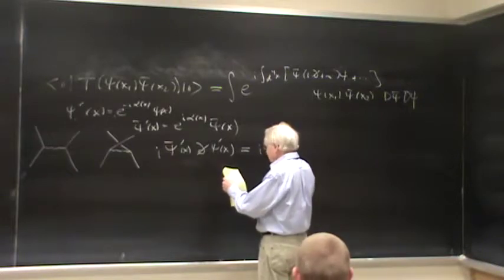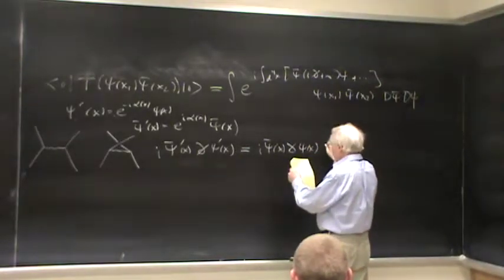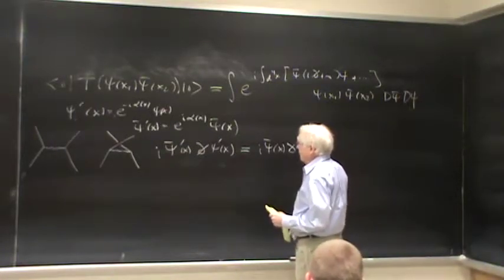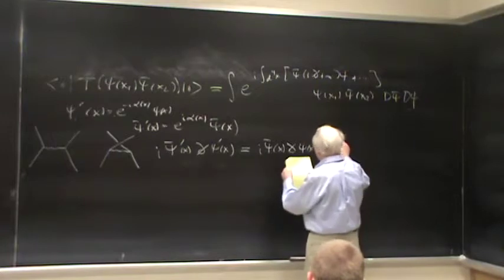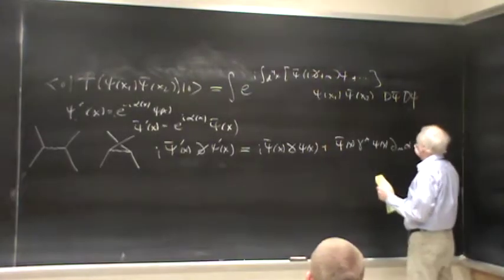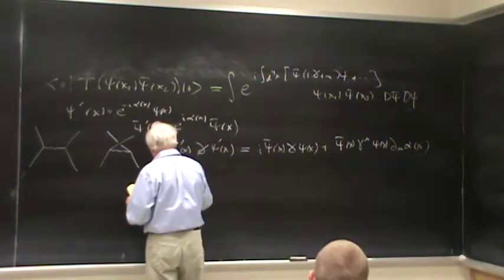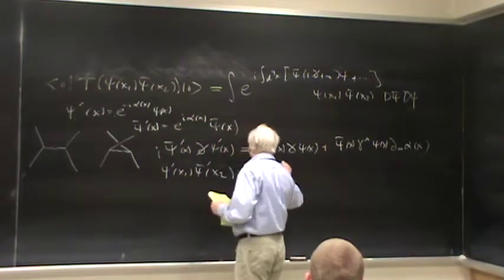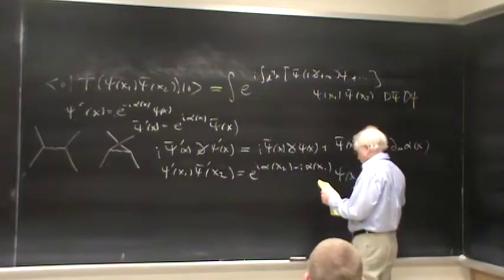I didn't think it was helpful. Anyway, i psi bar of x d slash psi of x, and the extra term is what? Well, this thing will bring down a minus i alpha. And so this thing is psi bar of x gamma mu psi of x d mu alpha of x. So that's what that is. And the other term there, psi prime of x1 psi bar prime x2, this is e to the i alpha of x2 minus i alpha of x1 psi of x1 psi bar.